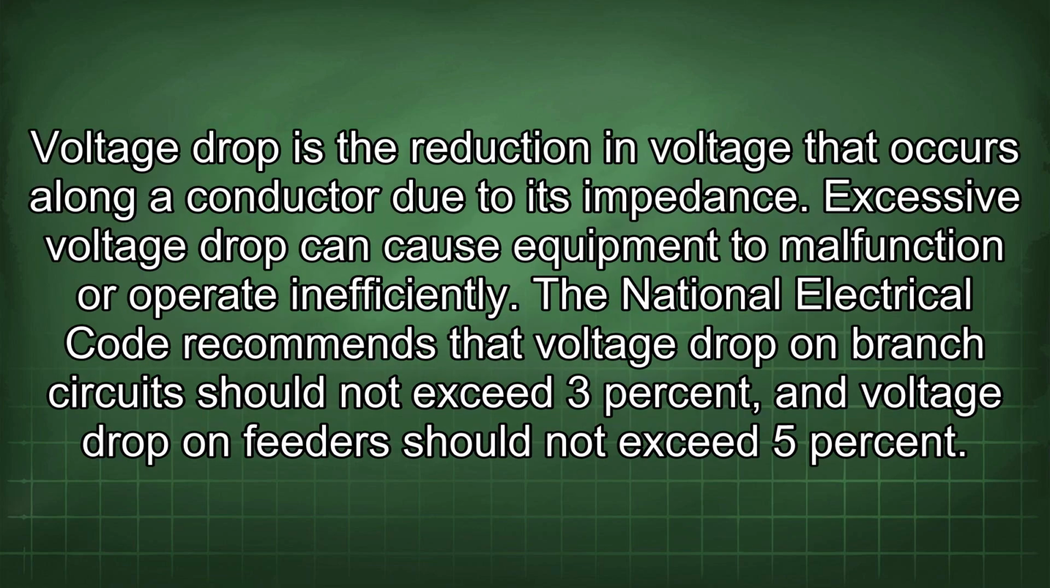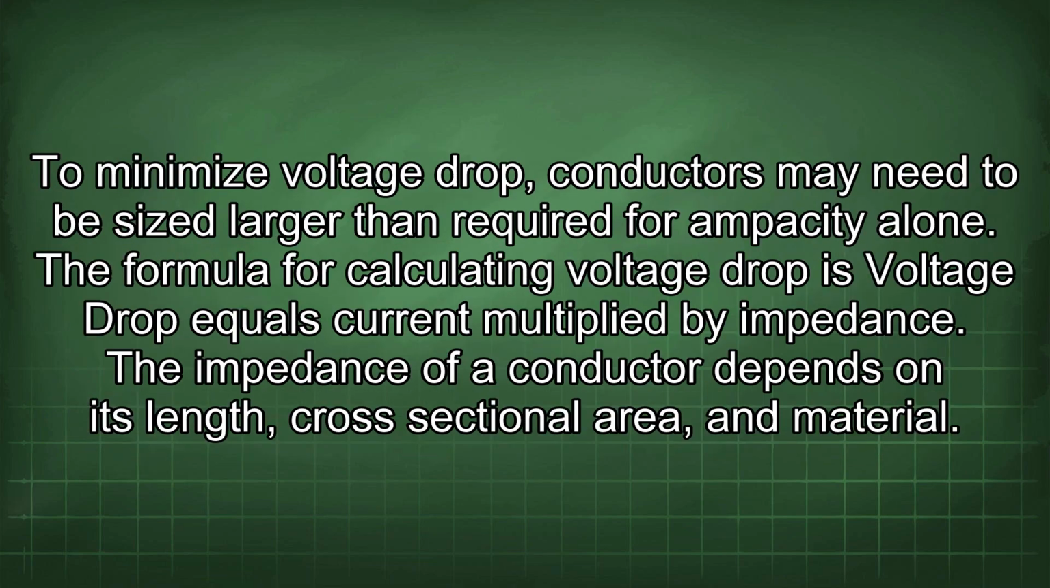Voltage drop is the reduction in voltage that occurs along a conductor due to its impedance. Excessive voltage drop can cause equipment to malfunction or operate inefficiently. The National Electrical Code recommends that voltage drop on branch circuits should not exceed 3%, and voltage drop on feeders should not exceed 5%. To minimize voltage drop, conductors may need to be sized larger than required for ampacity alone.